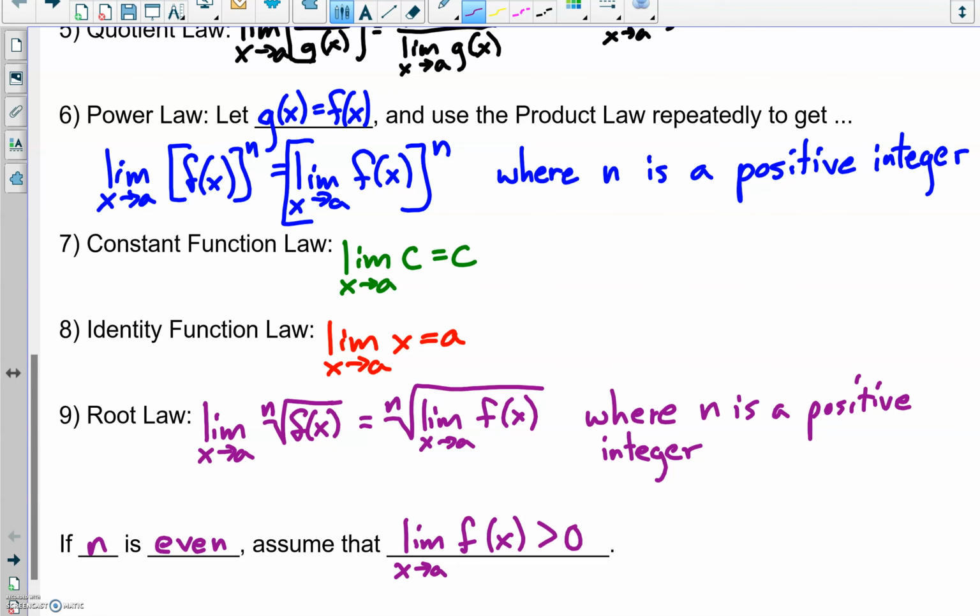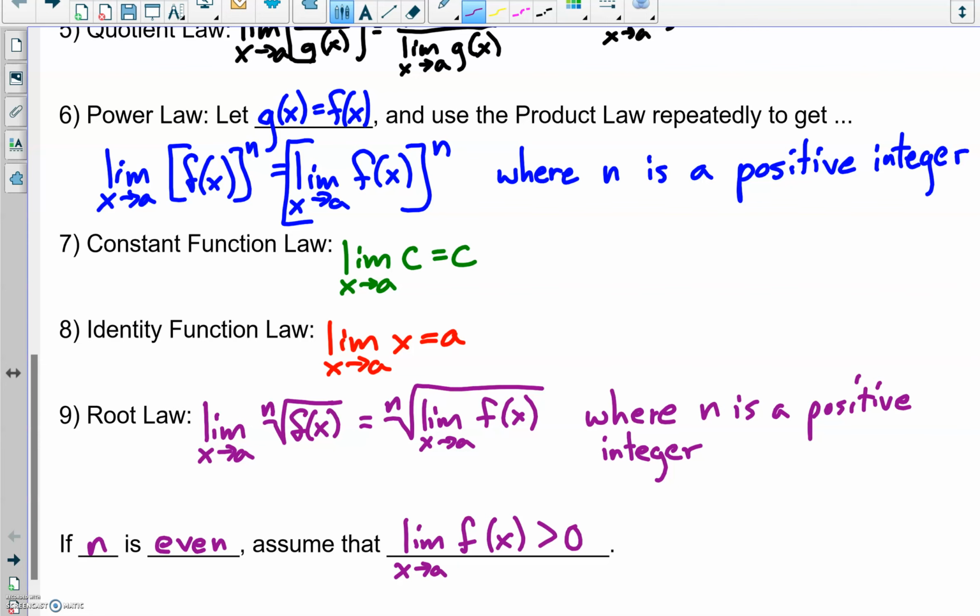Next one, the constant function law. For this one, if you are taking the limit of a constant, it's just going to equal that constant. And if you visualize what a constant graph is, it's a horizontal line going through the y equals c value. Well, the limit, no matter what x value you're approaching on a horizontal line, is going to be the y value that horizontal line is using. So the limit of a constant is just the constant.